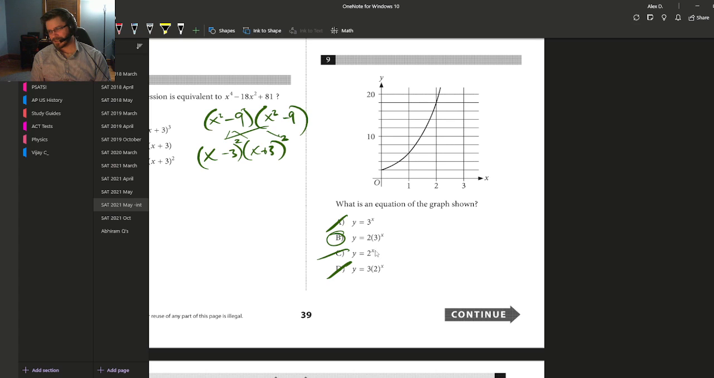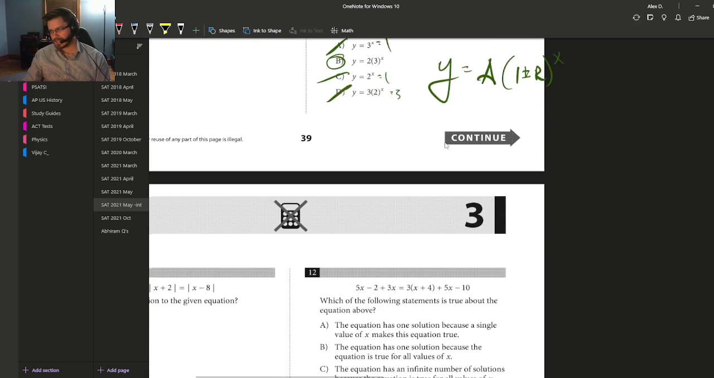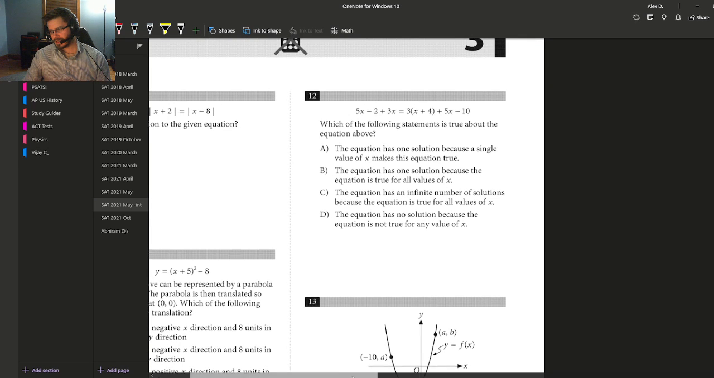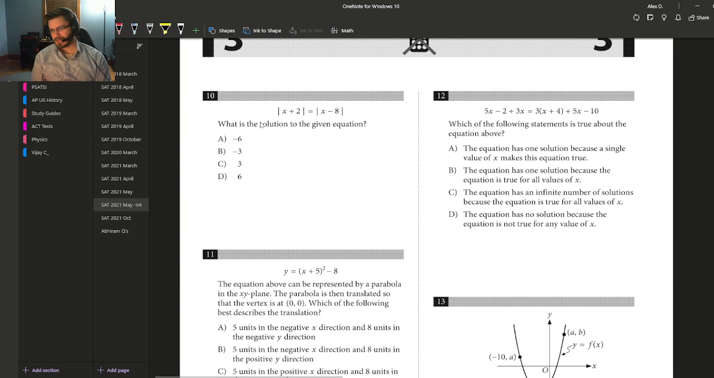Because when x is 0, this drops to 1. This would be 3. This would be 1. That clearly has a y-intercept of 2. And if you know that, then boom, you're done. Again, what I teach these kids who come to me is that they have to memorize these functions. Y equals a times 1 plus or minus r raised to the x, where a is the beginning value and r is the rate of growth. It's just something worth memorizing. You can see how easy it becomes.